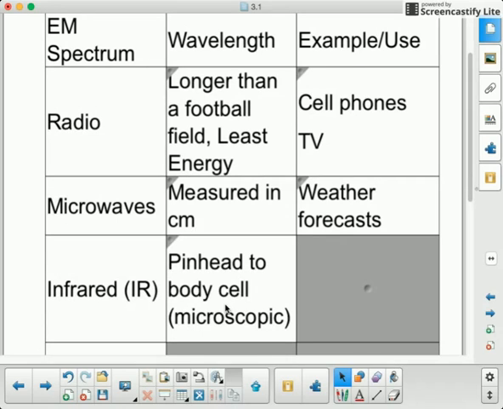Infrared wavelengths of light have wavelengths from the size of a pinhead, so the point of a pin, to a cell in your body. That means they're microscopic. You can't see them with your eyes. And infrared radiation is found in things like remote controls, when you go to change the channel on the TV or change the volume. The military has infrared glasses that they can use to see things at night. They detect heat. Some animals can see or sense infrared wavelengths. Some types of snakes can sense that heat, that infrared radiation.